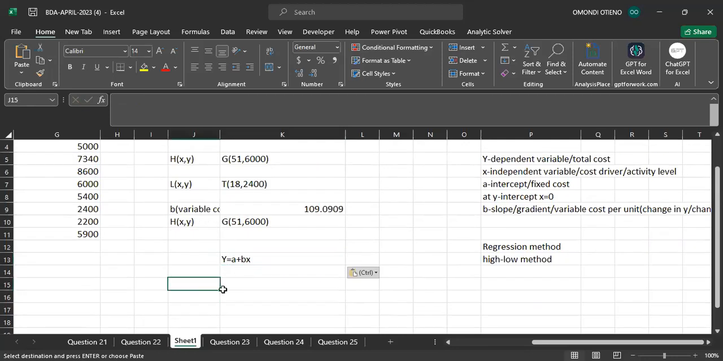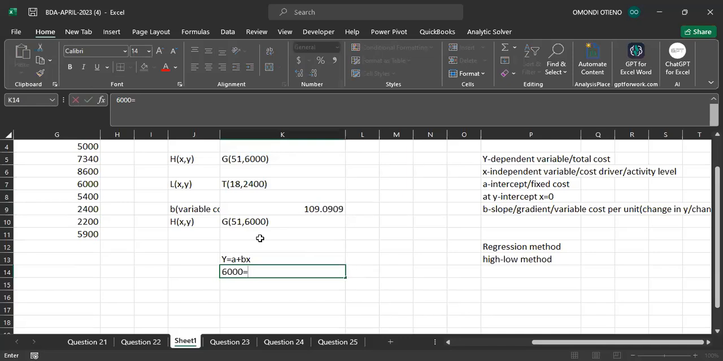So what is the value of Y? The value of Y is 6,000, right? So 6,000 is equal to A. Do we have A? No, we don't have A. Plus BX. Do we have B? Yes, we have B, 109.0909. We multiply by X.